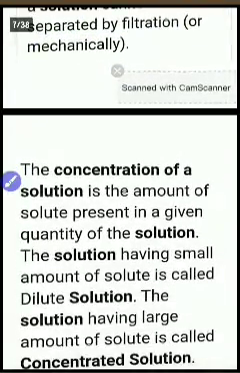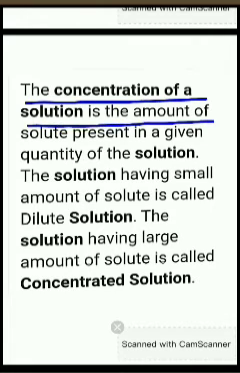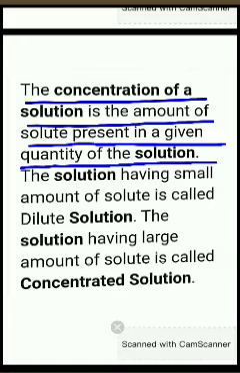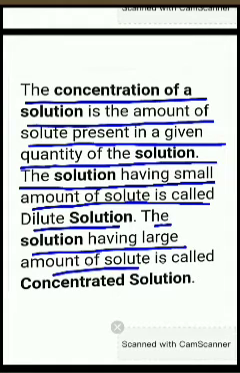Now we will discuss concentration of solution. What is concentration of solution? The concentration of solution is the amount of solute present in a given quantity of the solution. The solution having a small amount of solute is called a dilute solution. The solution having a large amount of solute is called a concentrated solution. I hope you are getting my point.